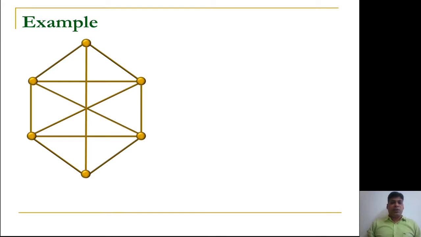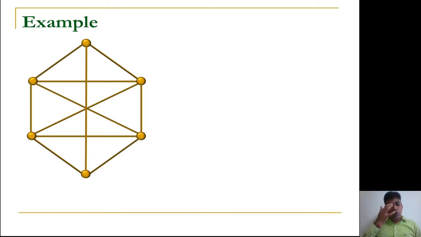Well, look at the example. Here one example on 6 vertices is given. There are 6 vertices and 5 edges. Consider this graph. We are supposed to ask: does this graph admit a Hamiltonian circuit, or what will be the Hamiltonian circuit, or how can we trace a Hamiltonian circuit?